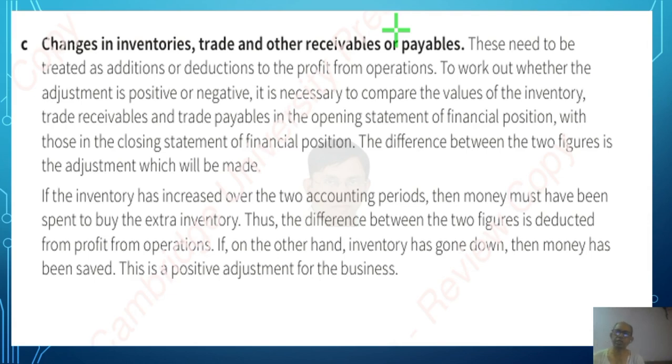If the inventory has increased over the two periods, then money must have been spent to buy extra inventory. Thus, the difference between the two figures is deducted from profit from operations. If, on the other hand, inventory has gone down, the money has been saved. This is a positive adjustment for the business.